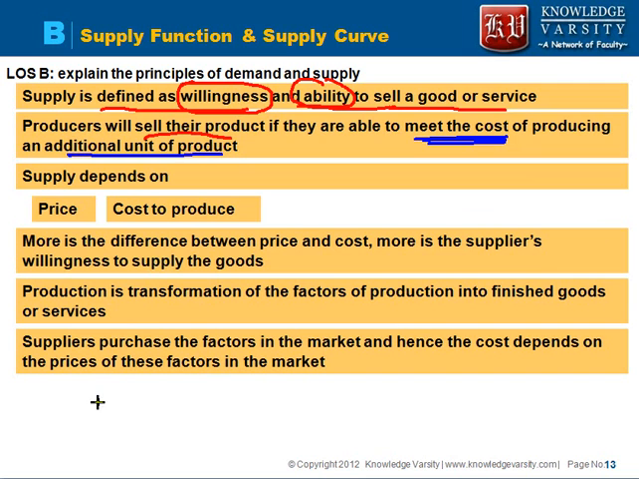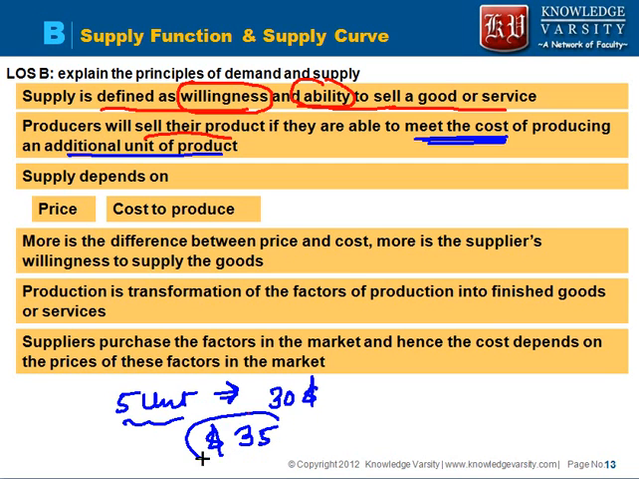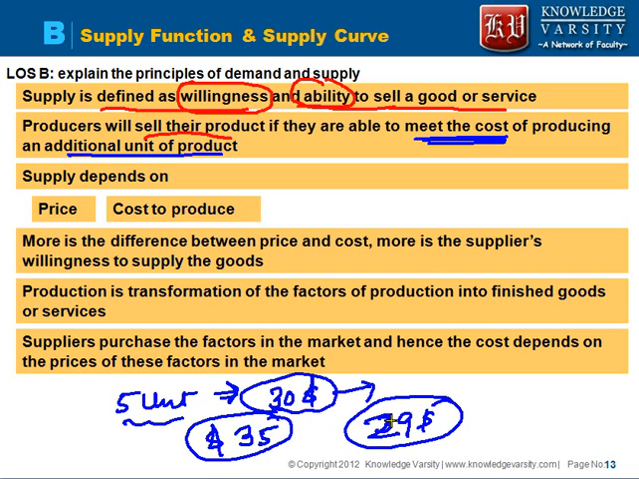Suppose you want to supply 5 units, and the cost of these 5 units is, say, $30. If somebody is giving you $35 for these 5 units, yes, you would be willing to supply, because the cost to produce is 30 and you are getting 35. But if the cost is 30 and somebody is paying you $29, you are not going to sell it because you are not able to recover the cost.